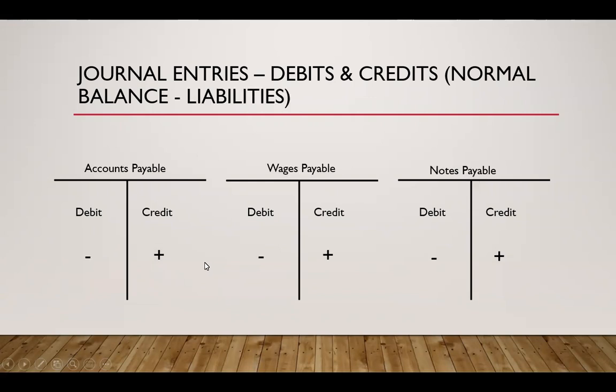Now let's jump to the other side of the accounting equation, and let's look at our liabilities. Liabilities have normal credit balances. That means we use a credit to increase and a debit to decrease. So remember, liabilities are items that we owe. So notes payable, accounts payable, wages payable, all of those are classified as liabilities.